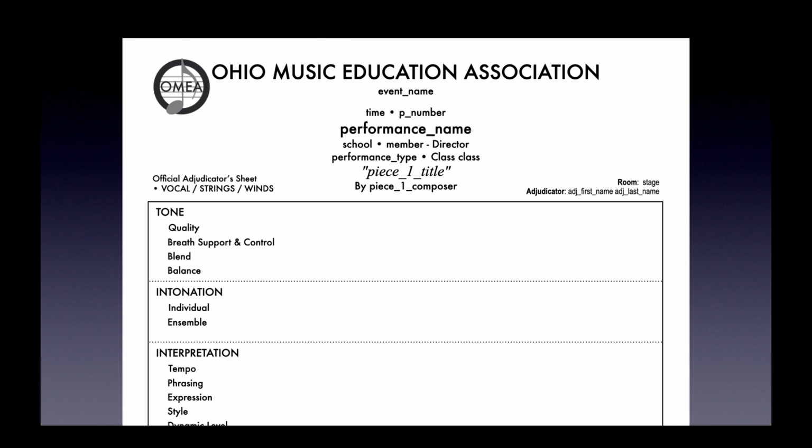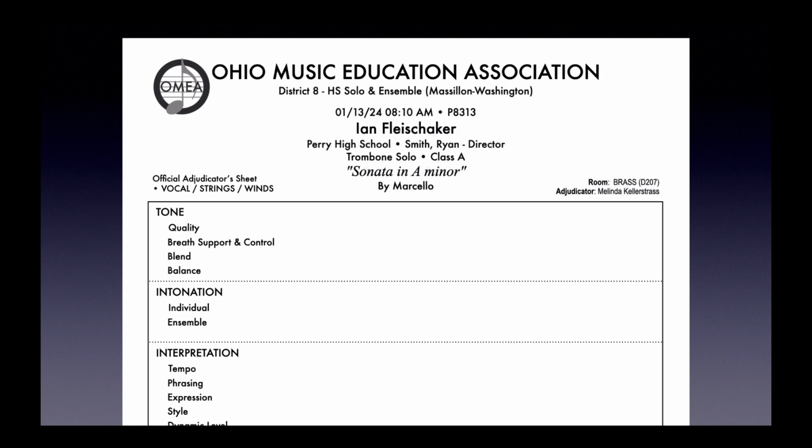On that word processing template, you'll see placeholders. These placeholders will be replaced by the information that they stand in for. When this happens, you'll get this: the date, the time of the performance, the name of the performer, school, director, the piece that will be performed, and so on.